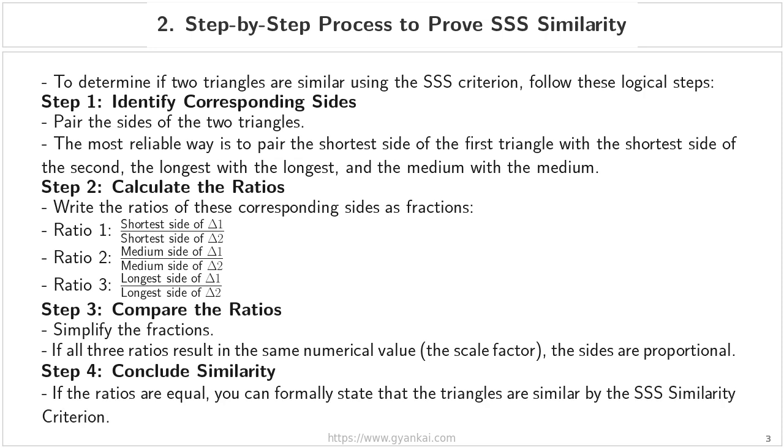Finally, we reach step 4, concluding similarity. If, and only if, all 3 of your simplified ratios are equal, you have successfully proven similarity. At this point, you can formally state your conclusion, writing that the first triangle is similar to the second triangle by the SSS Similarity Criterion. In the next slide, we are going to see this exact process applied to a real-world architectural example to see it all in action.